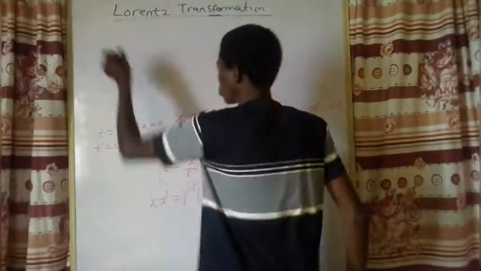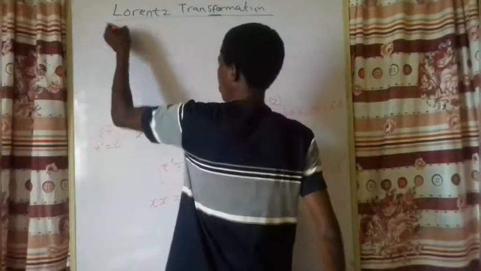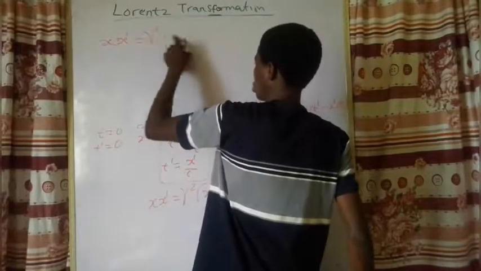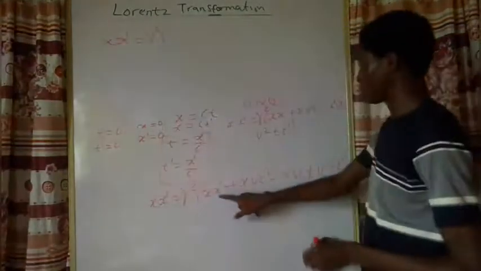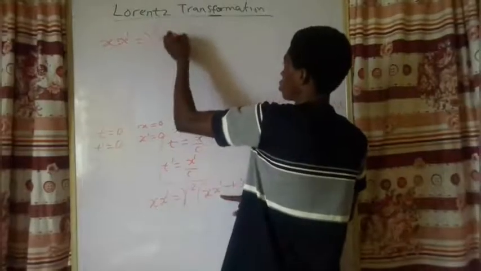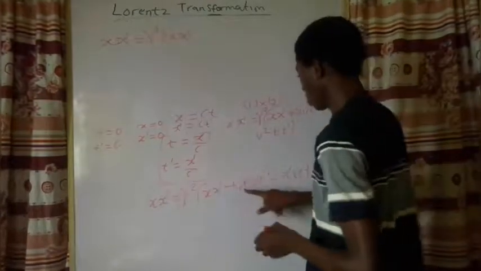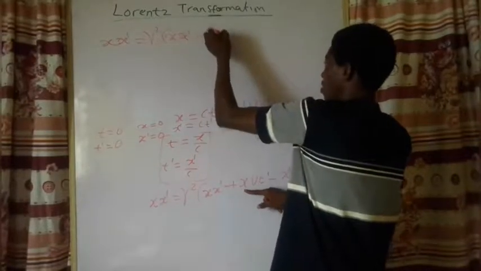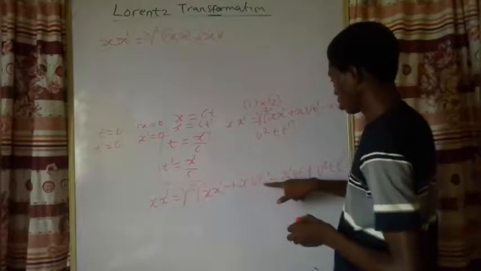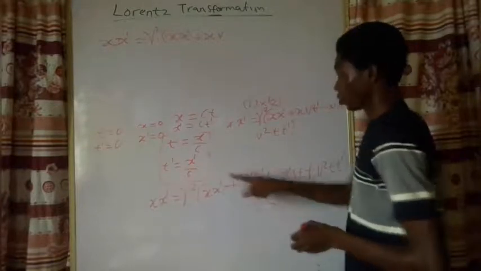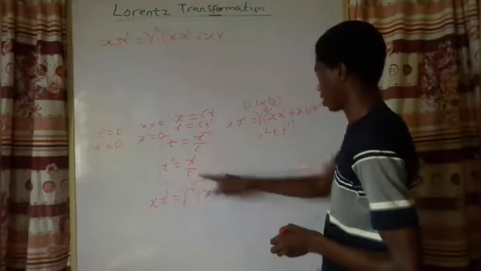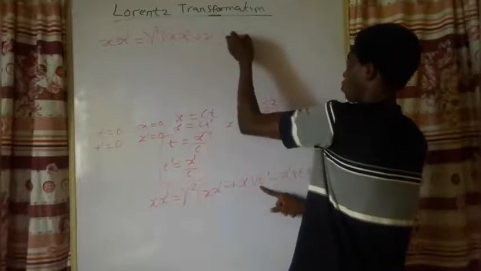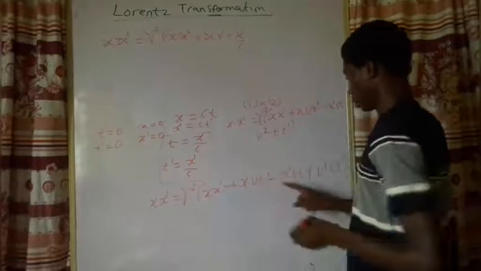Now, let's go. So we have X prime equals gamma square into, now what do we have? This X prime, I'm going to leave that because there's a reason I'm leaving that. But this very X, then we have plus XV. Now what is T prime? Remember that T prime is X prime over C. So I'm going to replace that with this times X prime over C.